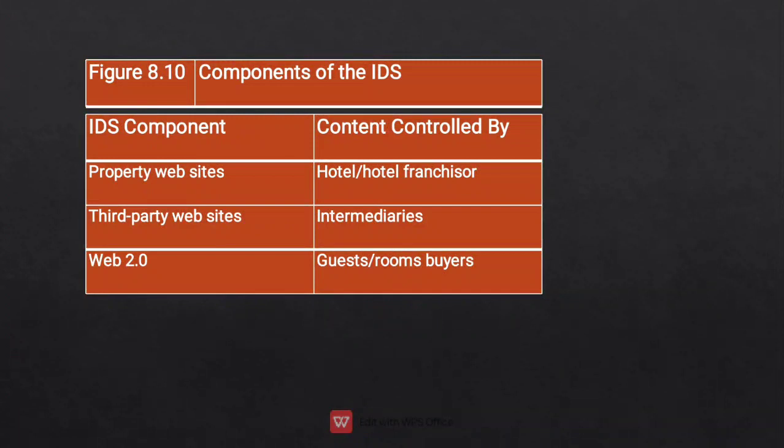Now I'll show figure 8.10, the components of the IDS. First we have the property website, whose content is controlled by the hotel and the hotel franchisor. The second one is the third-party website, whose content is controlled by the intermediaries. And lastly, Web 2.0, whose content is controlled by the guests and the room buyers.